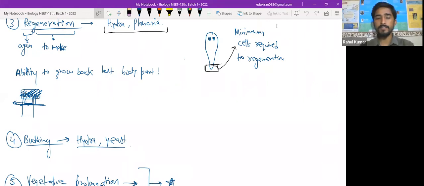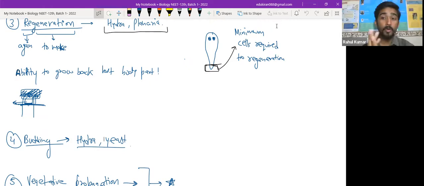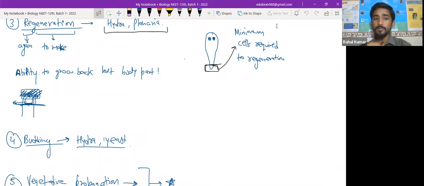And how is regeneration different from fragmentation, Minashi? You remember how regeneration is different from fragmentation? Fragmentation means the parent body divides and it forms several fragments. And regeneration means it's the ability of growing back. Going back what? Like the lost part of body. But I also told you it's also the ability to grow back the whole organism from the lost body part. Remember both the things I said.